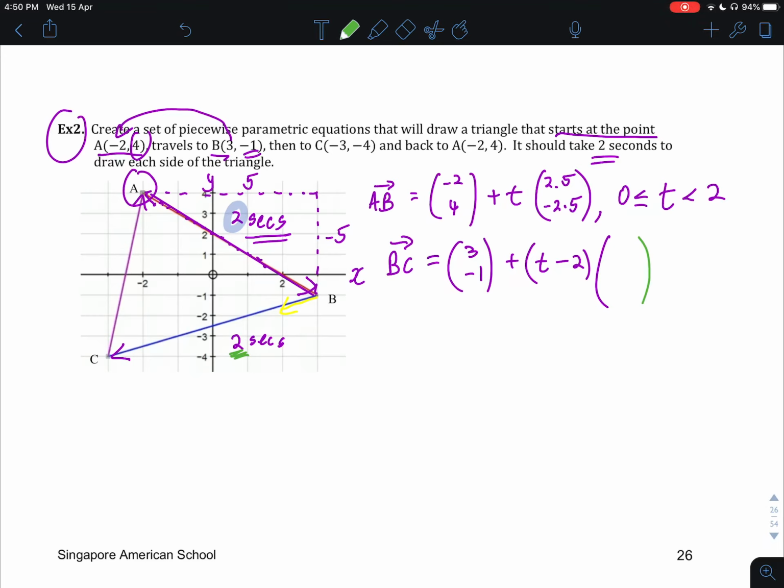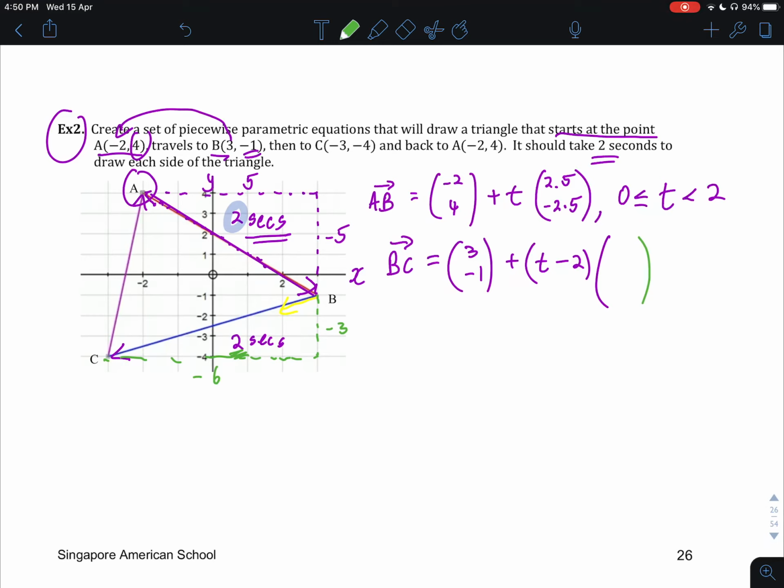Okay, so same thing. How do I get from B to C? We can break that down into the X movement and the Y movement. And so I'm going 3 blocks down. Of course, that's my vertical. And I'm going from 3 to minus 3, which is going to be a total of 6 blocks to the left. And then I must remember also to divide that by 2.